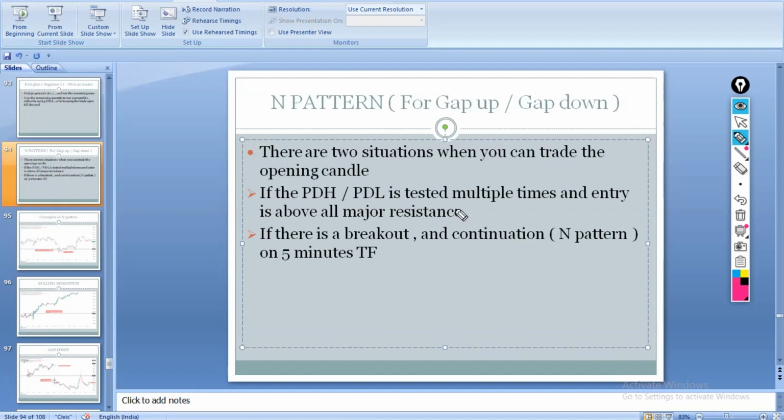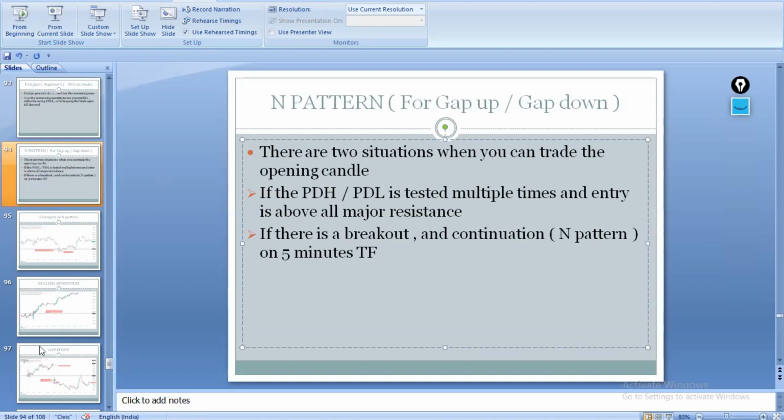Now, there are two situations when you can trade the opening candle itself. Let's say the previous day high is tested multiple times, and it's breaking a bigger range, something like a head and shoulder type of formation or a base formation on a daily time frame. Then maybe you can enter in the opening candle itself. And if there is a breakout and then a continuation on a 5 minute time frame, which is nothing but our N pattern.